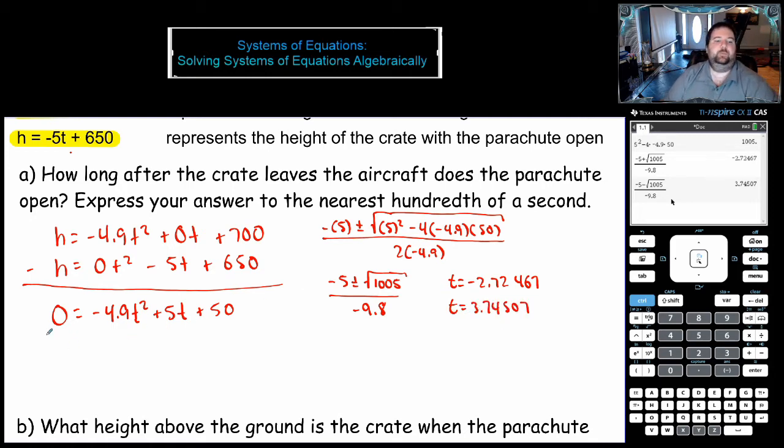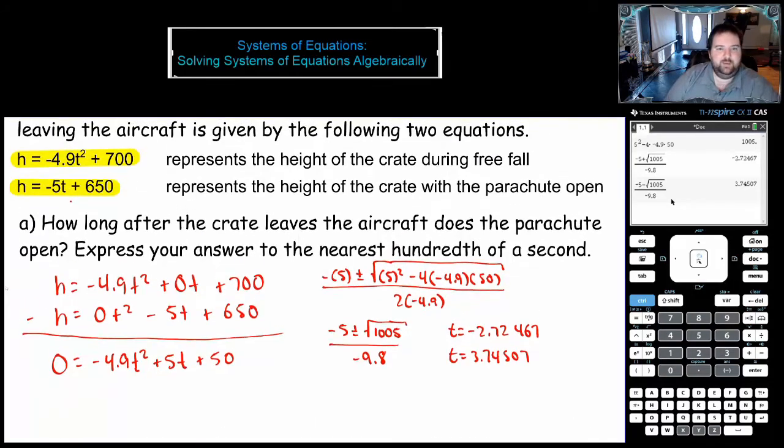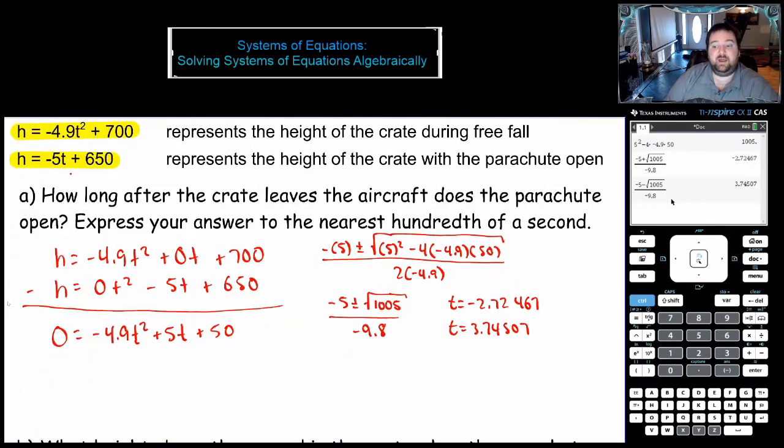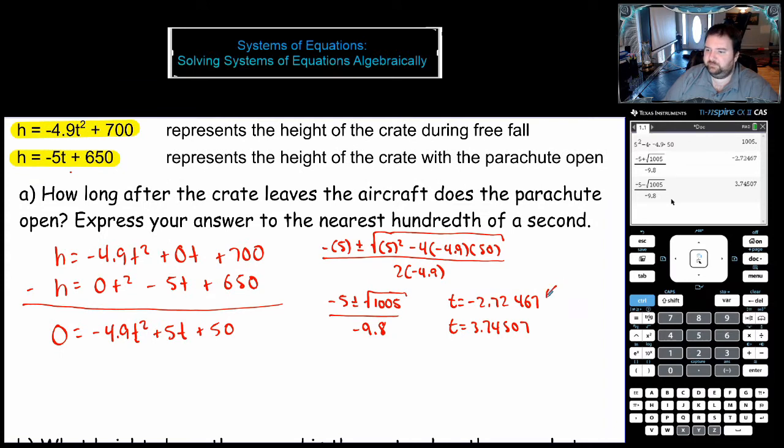3.74507. All right. Now t represents time. So I know that this is not going to be a solution. I can't have negative time. So it's going to have to be this one. Let's go ahead and plug that into our line to find what the corresponding y value is, or in this case, the h value. So h is equal to negative 5 times our time plus 650. Let's plug that in our calculator to find the h value.